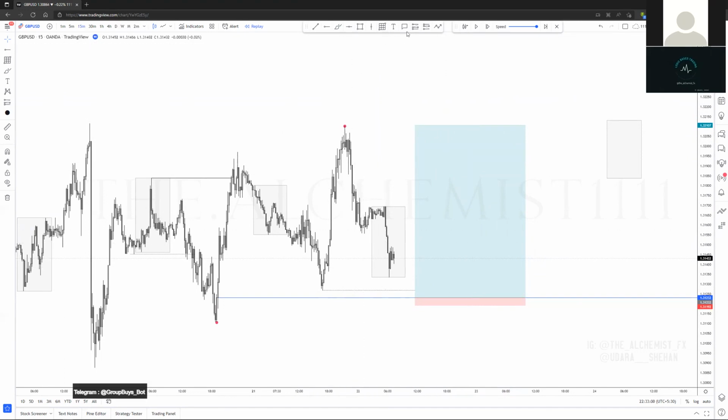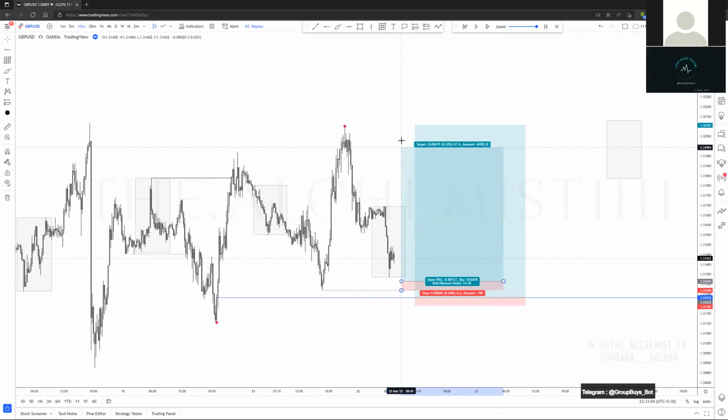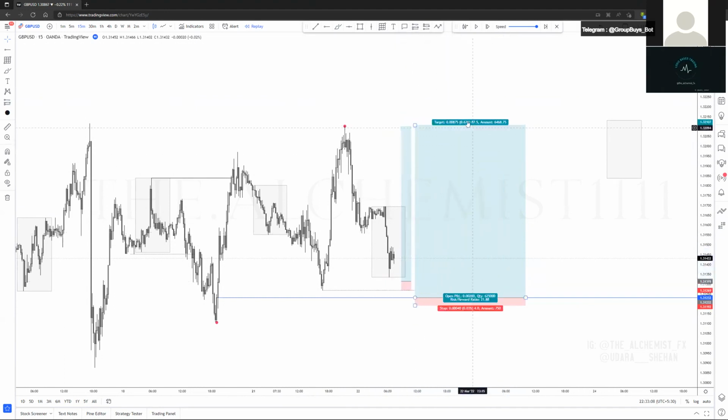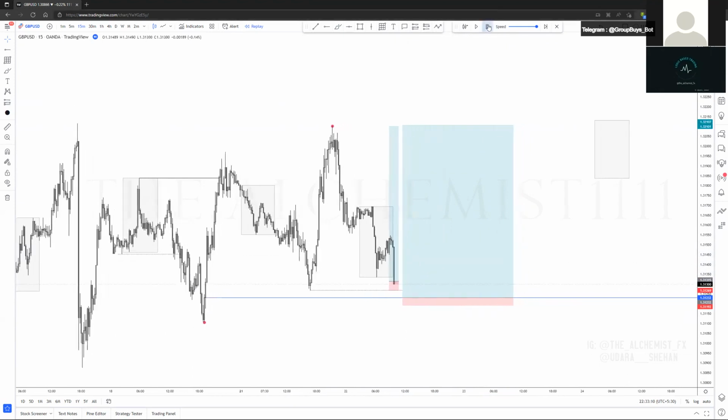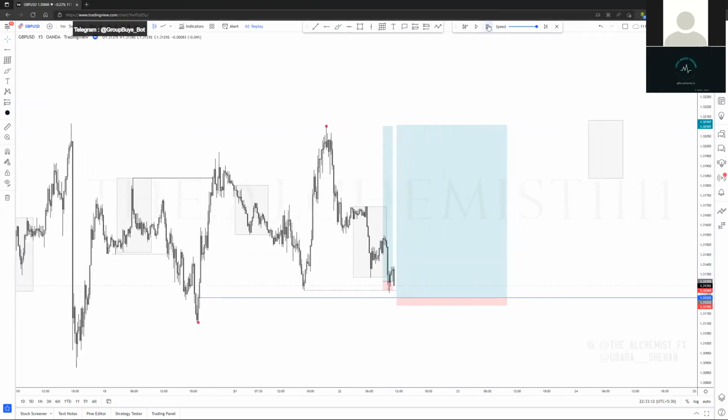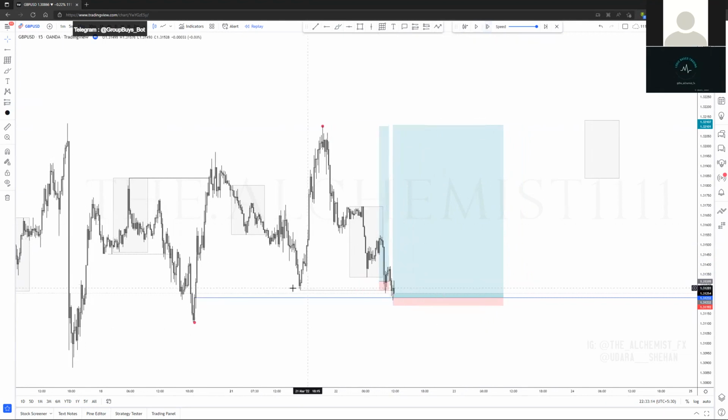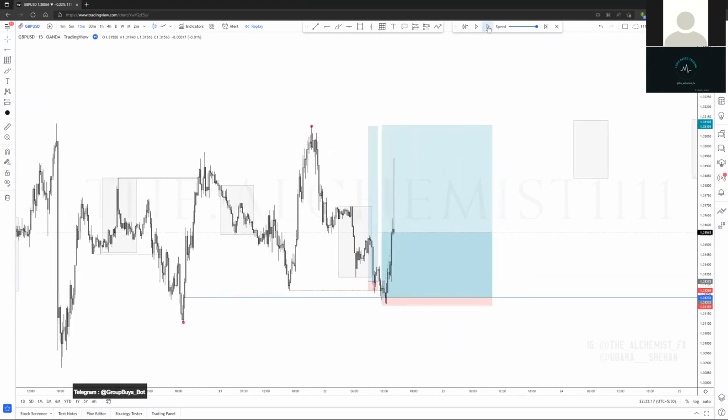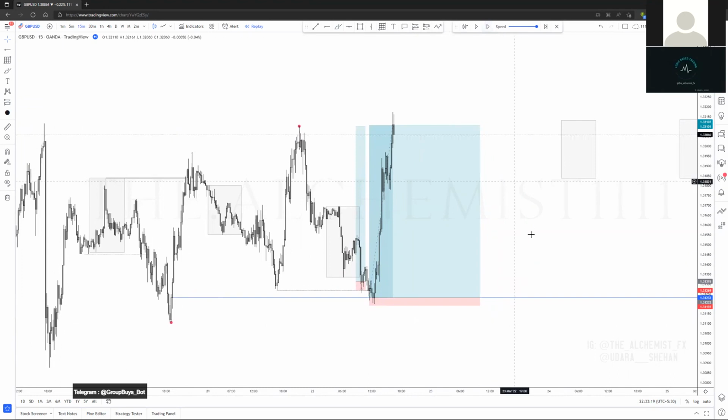Now everyone else will be buying it like this, but we will not be doing that. So let's see what happens. Look at that. Stop loss taken. And there we go. We are tapped in. Oh, nice. Cool. Done.